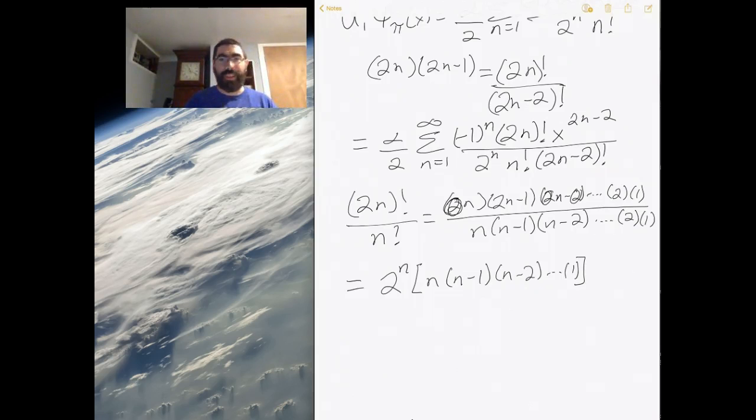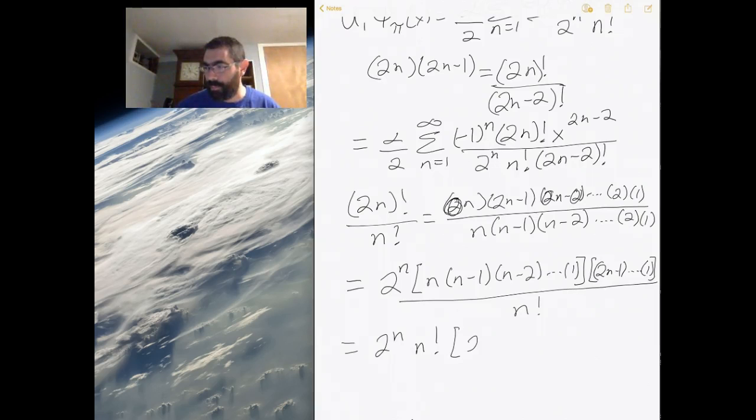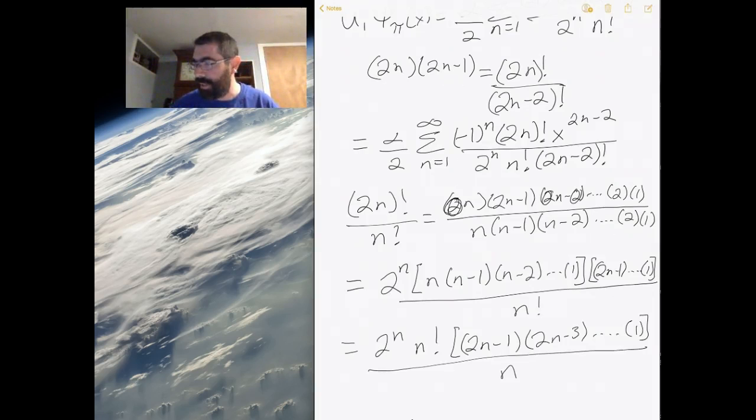And what I'm left with now are the odd terms: 2n minus 1, dot dot dot, down to 1. And that's divided by n factorial. That didn't change much in the denominator. But now what I have is 2 to the n power times n factorial, and then this weird term of all the odd terms in a factorial, divided by n factorial.